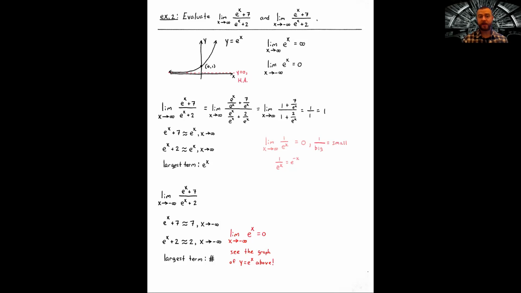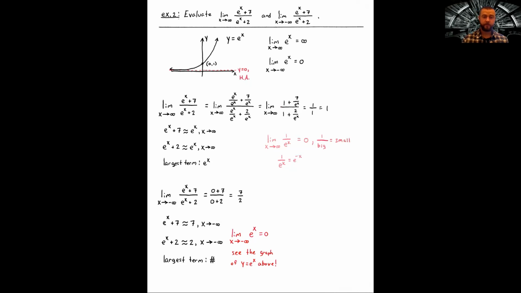So here, all we have to recognize is that e to the x within the numerator and denominator are both getting small towards 0 as x approaches negative infinity. So we get here, the limit as x approaches negative infinity is 7/2. The exponential functions e to the x both approach 0, leaving you with the numerator approaching 7, the denominator approaching 2. So the whole function, or y value, approaches 7/2.